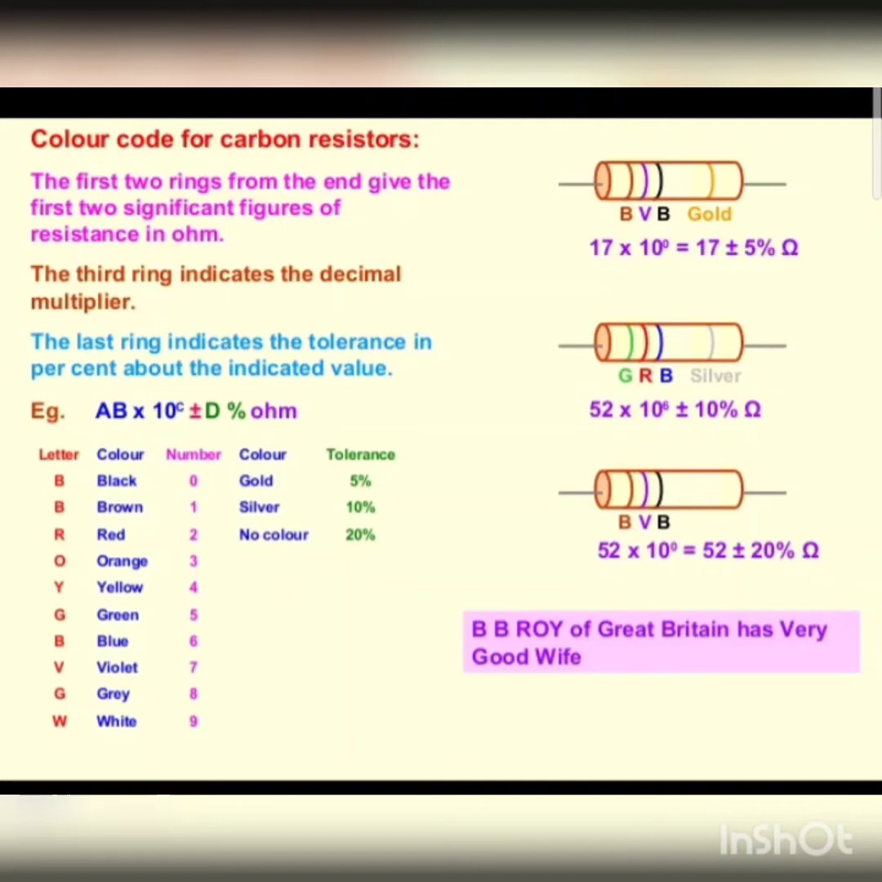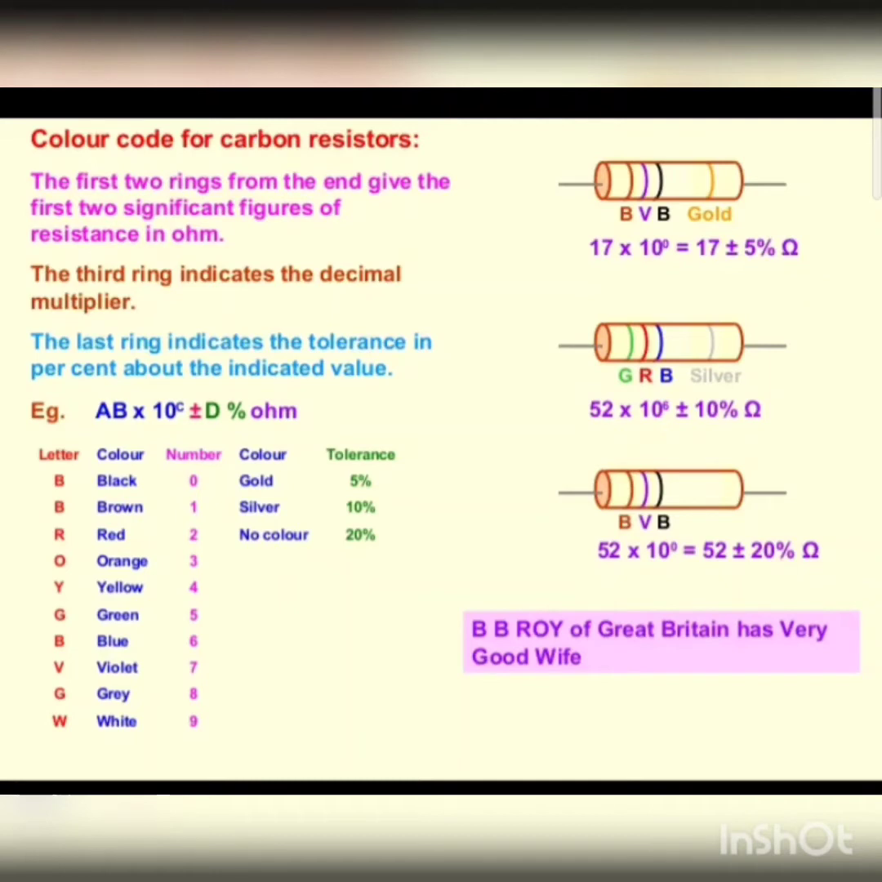And color codes for the tolerance. The last ring indicates the tolerance in percent about the indicated value, as we have studied above. If the last ring is gold, the tolerance is 5%. If it is silver, the tolerance is 10%, and if no color is indicated, the tolerance is 20%. So the code is given: B.B. Roy of Great Britain has very good wife.